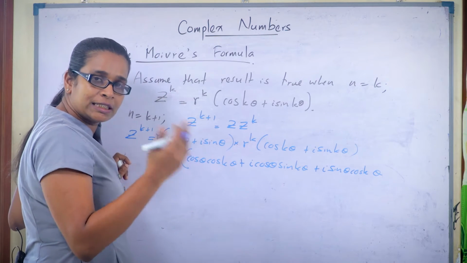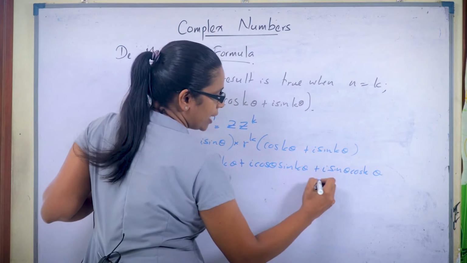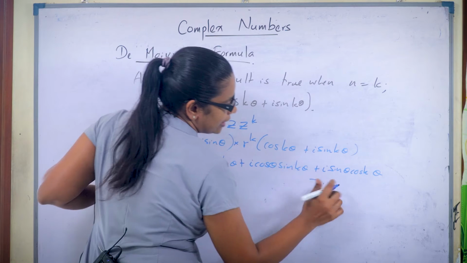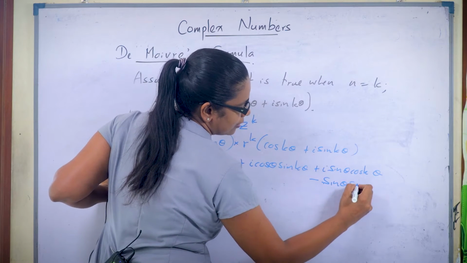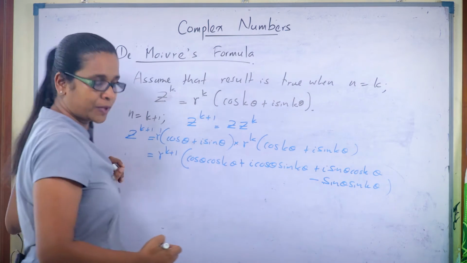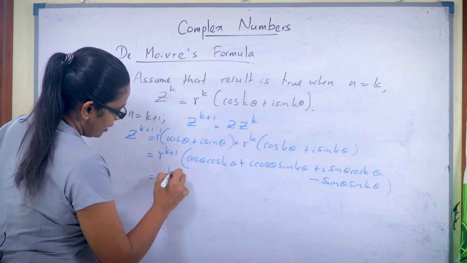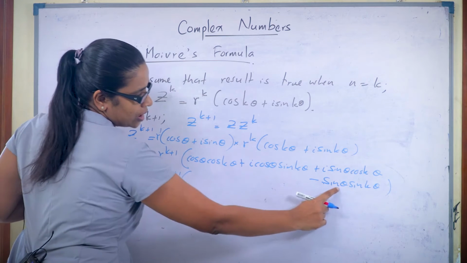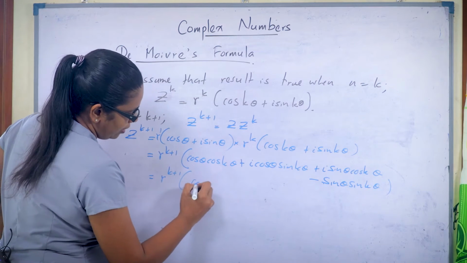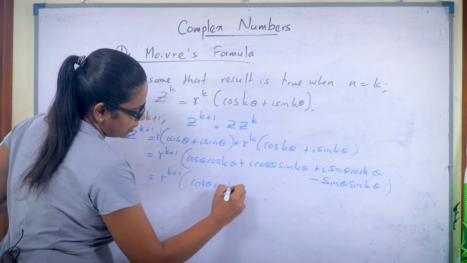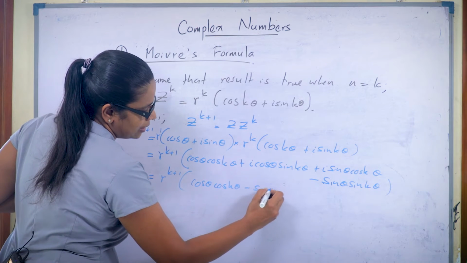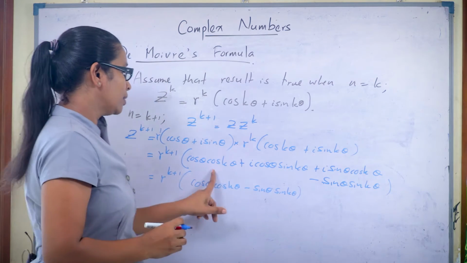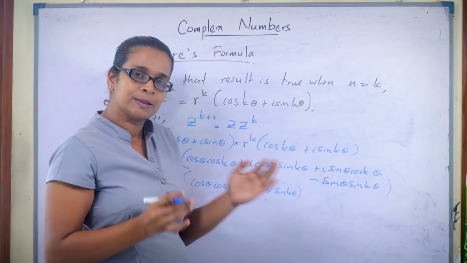You already know that i squared means minus 1. So I can write minus 1 here instead of i squared. It is sin theta sin k theta. Now here are k plus 1. Look at this one. These two terms I am going to consider together: cos theta cos k theta minus sin theta sin k theta. I consider the first term and the last term together.